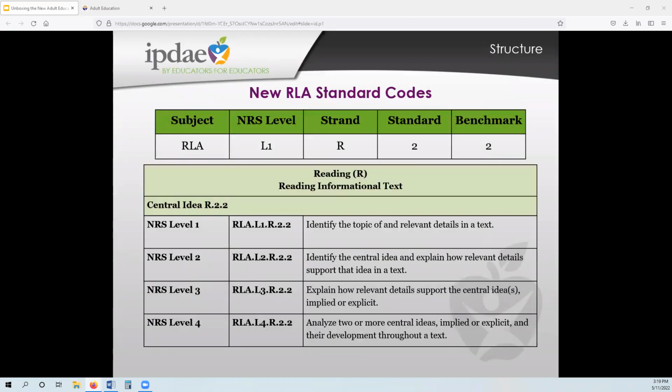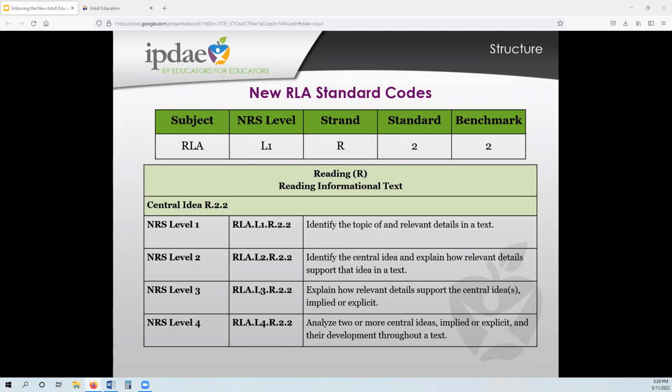Continuing on to talk a little bit more about structure, this is what the standard codes look like. So you'll see the subject RLA, which stands for Reasoning Through Language Arts, you'll see the NRS level, the strand, which in this case is reading, the standard, which in this case is reading informational text, and then the benchmark, which in this case is central idea.